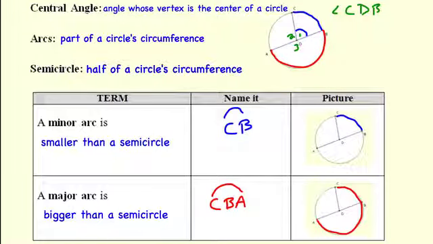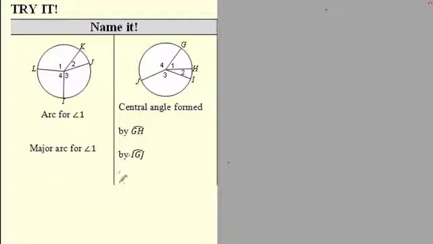So why is this important? You're probably wondering. Well, we're going to do a lot with this. First, let's make sure we're okay naming it. If I want to name the arc for angle 1, so angle 1 is the central angle, who's its arc? Well, it corresponds straight to this one. It's a nice minor arc, so all I got to do is say LK, put a little arc on it.